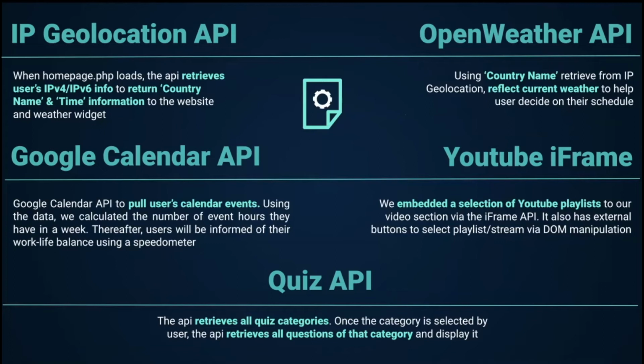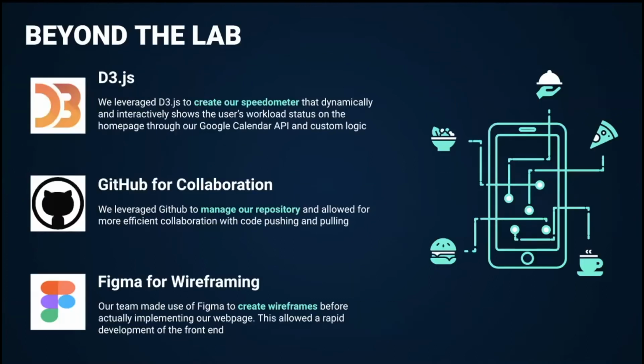YouTube iframe embeds YouTube videos and retrieves the playlists via DOM. Finally, the Quiz API retrieves quiz questions, answers, and categories from the Open Trivia database. For Beyond the Lab, we used d3.js to power our dynamic speedometer in the calendar, GitHub for collaboration over code work, and finally, Figma for wireframing and pre-production design. And now, we're going to give you a demo run of our web app.